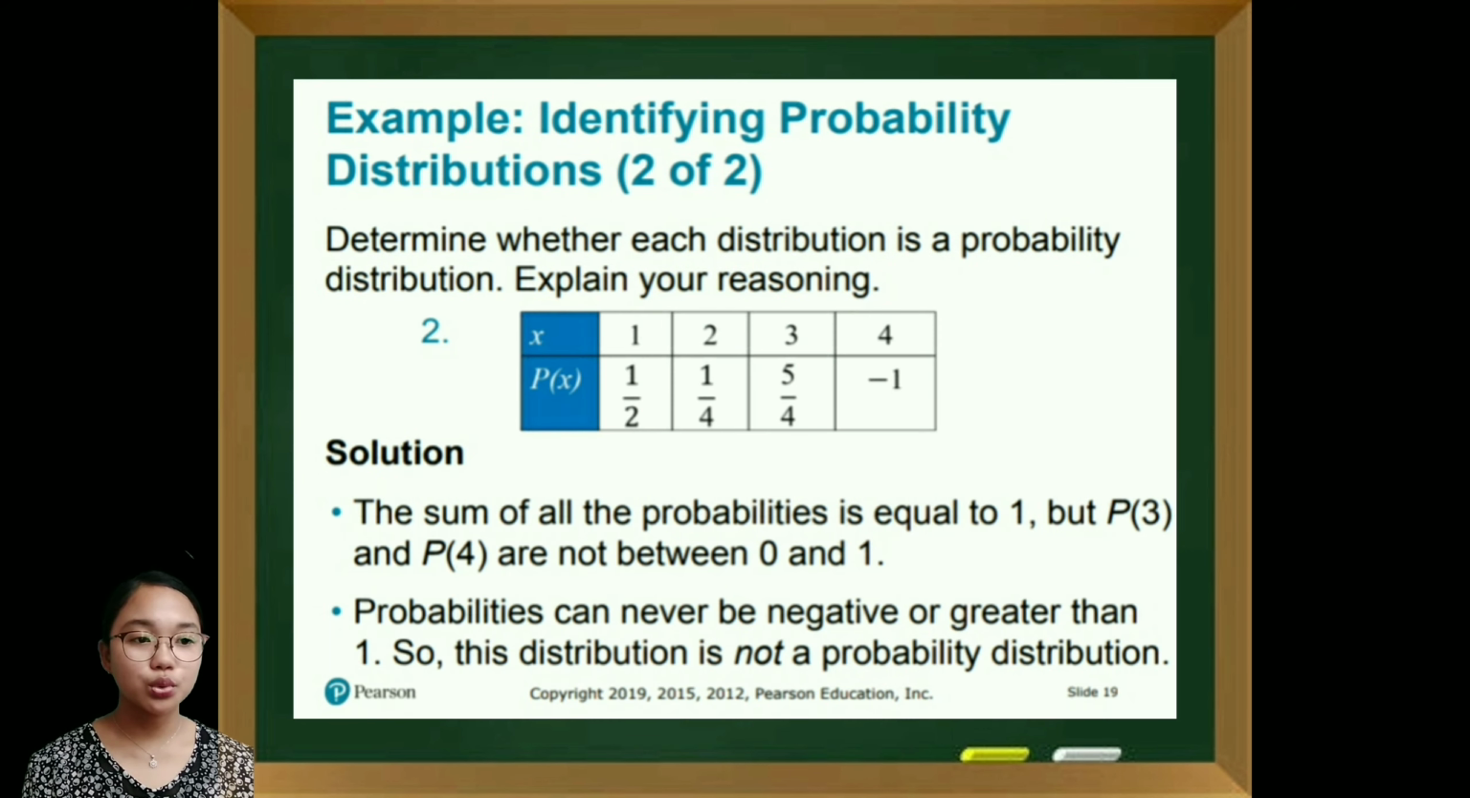Number 2. Is each probability between 0 and 1? No, because there is negative 1 there. It fails the first condition, but it satisfies the second condition. Still, it is not a probability distribution.